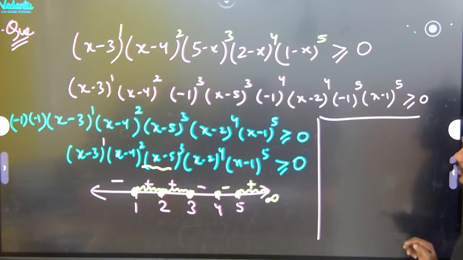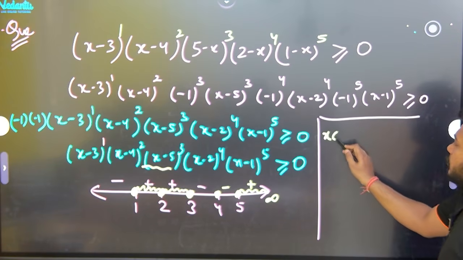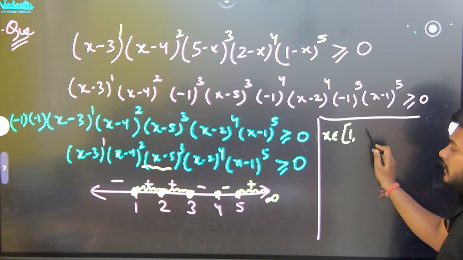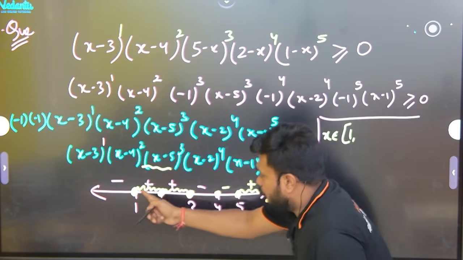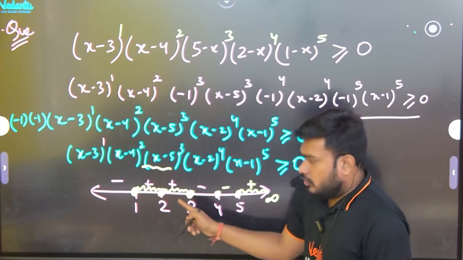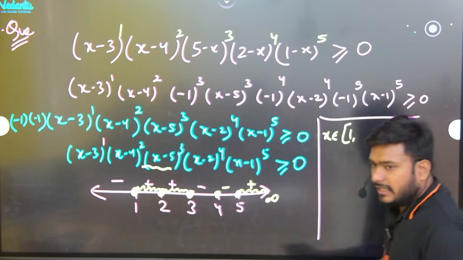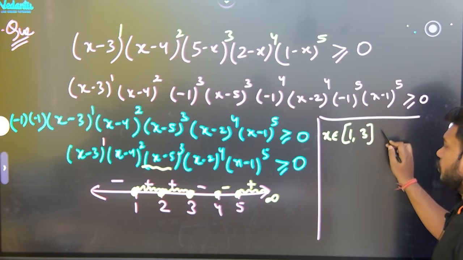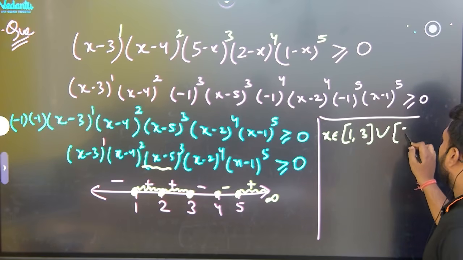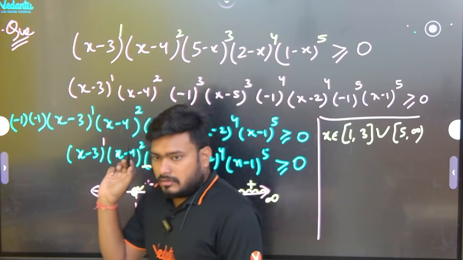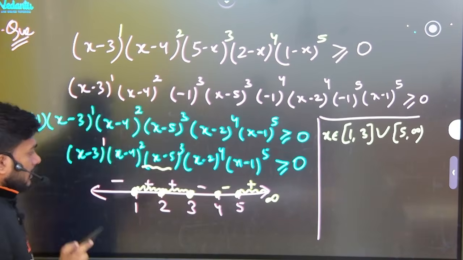So my final answer should be x belongs to, look carefully, 1 to 2, 1 to 2, 2 is also allowed, 2 to 3. So that means from 1 to 3 everything is okay, right? So from 1 to 3 closed, union, 5 to infinity open. But 4 is not allowed, right?